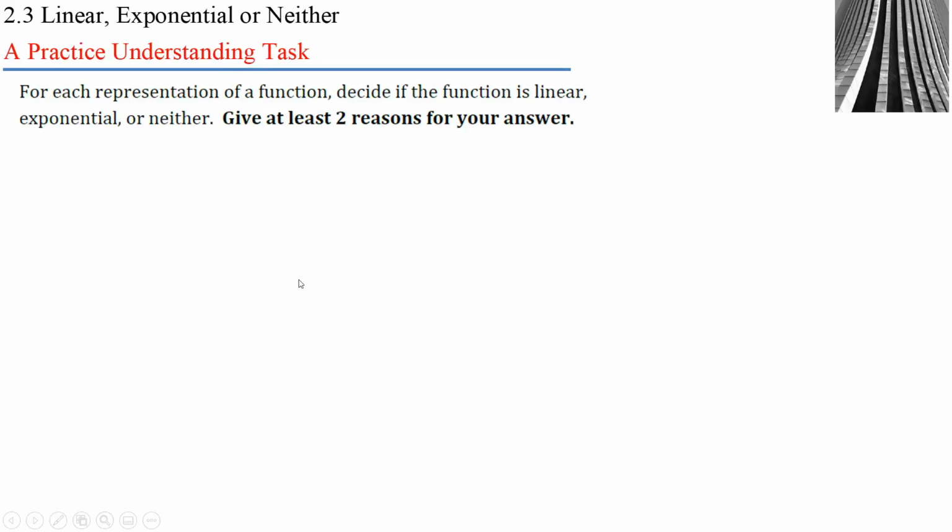Okay, this is 2.3 linear, exponential, or neither. And it's a practice understanding task. So in this activity, they're going to give you a model, and you're going to have to determine whether the model is linear, exponential, or neither. And then they're going to ask you for two reasons for your answer. Justification. That's mathematics, you guys.